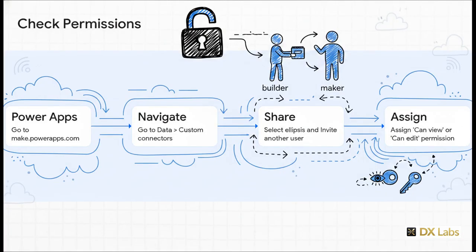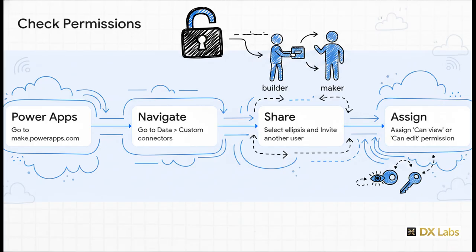Here's a massive pitfall and a highly testable concept for your exam. Before an agent can use a custom connector tool that someone else built, that connector must be explicitly shared with the maker. You have to physically go into the Power Apps portal, locate the custom connector, and assign can view or can edit permissions. If your teammate can't see the custom connector inside Copilot Studio, you're going to want to check this exact sequence first.